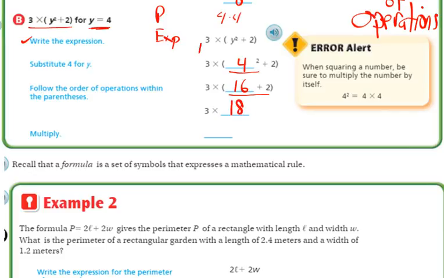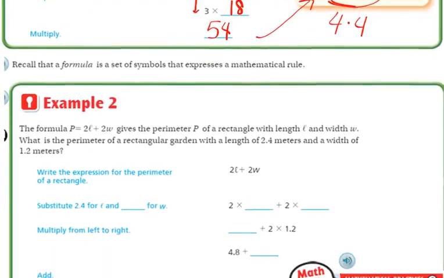And notice that 3 gets carried all the way down until I use it, which I'm going to use now. 3 times 18 gives me an answer of 54. All right, and error alert. Remember, exponents: this is 4 times 4, not 4 times 2. Do not make that common mistake. All right, let's move on down here.